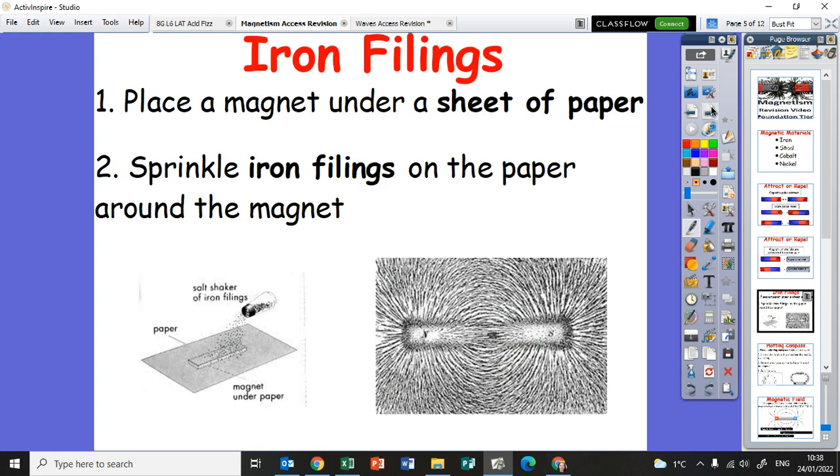There are a number of ways to view a magnetic field around a magnet. The easiest way would be placing a magnet under a sheet of paper and sprinkling iron filings on the paper to see the magnetic field. You may have done this in lessons.